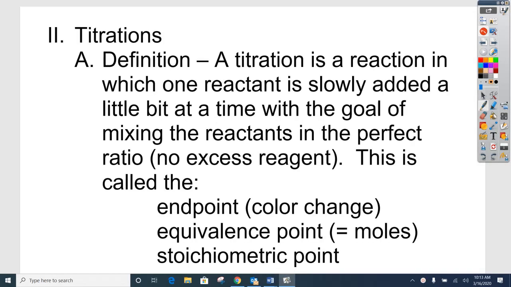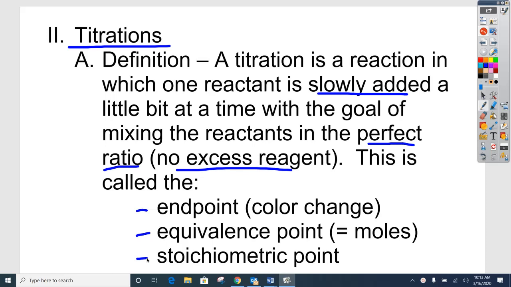The goal of this series of videos is to help you thoroughly understand titrations. We've done enough titration labs together up until this point that you should know the definition of a titration is to slowly mix two chemicals until they've been added in the perfect ratio, meaning there will be no limiting reagent, no excess reagent. When you achieve that perfect ratio, it can be called the end point, the equivalence point, or the stoichiometric point.